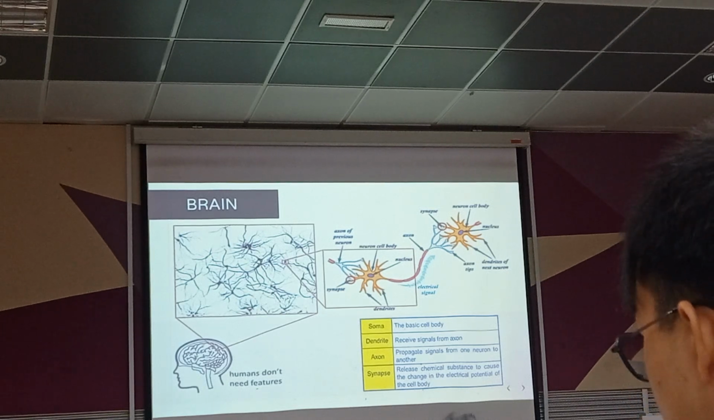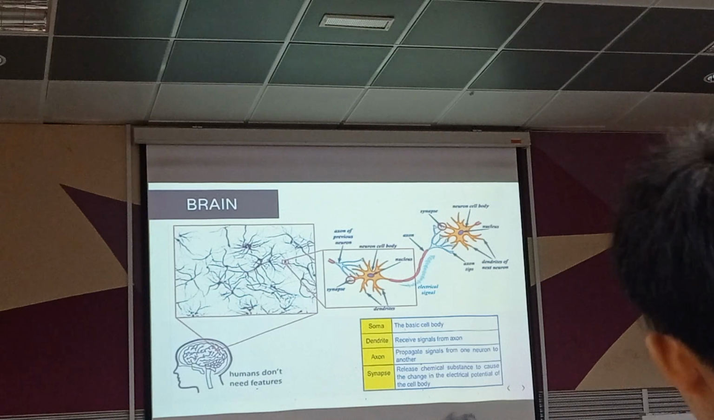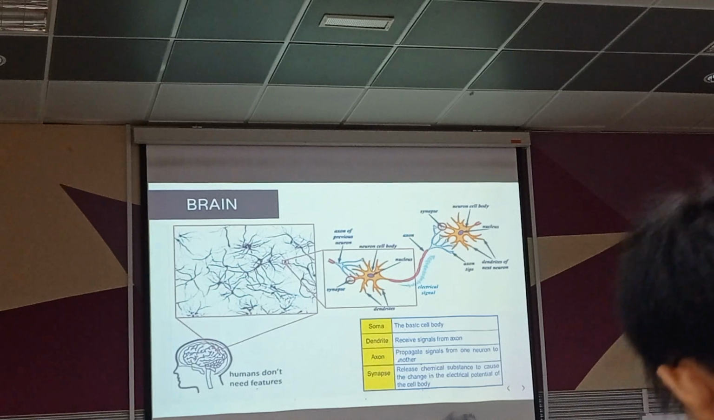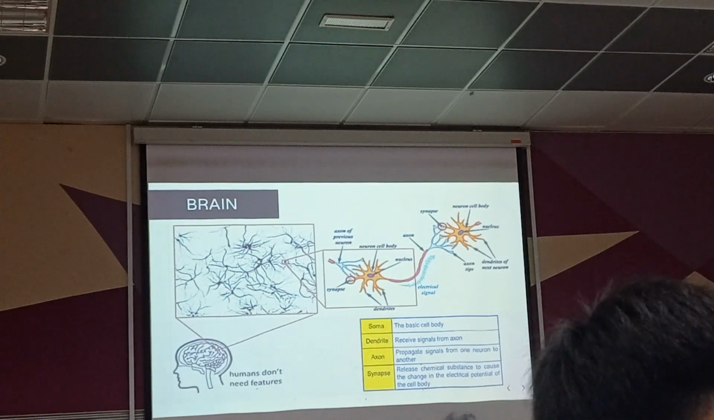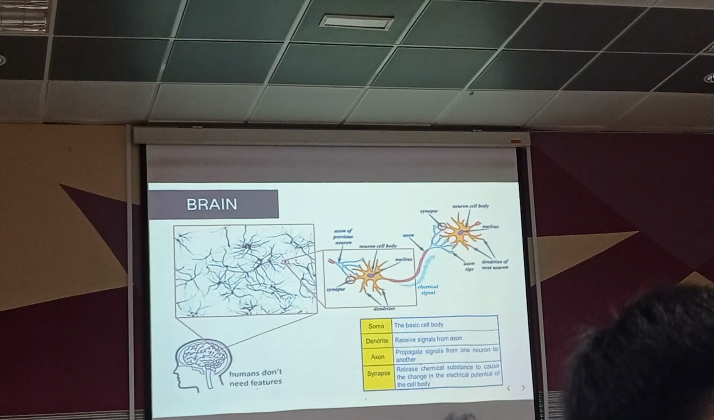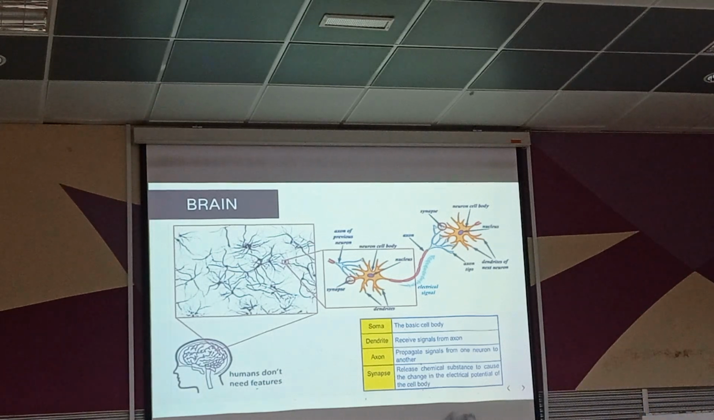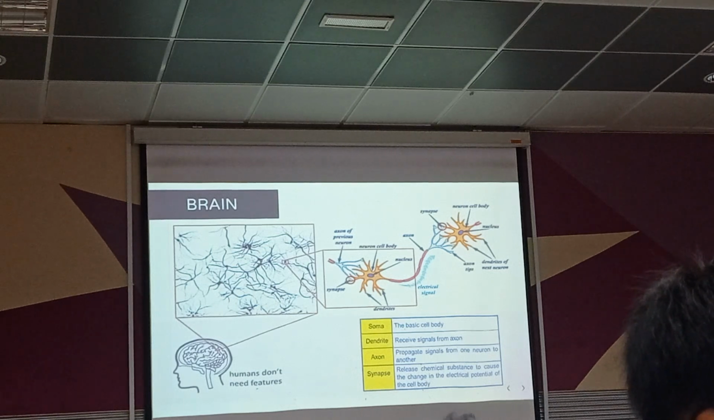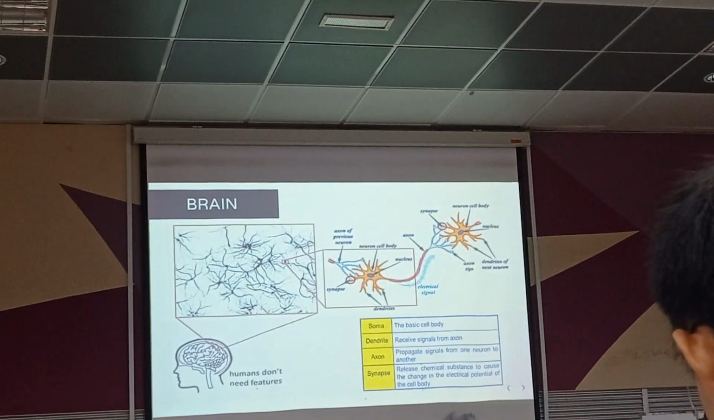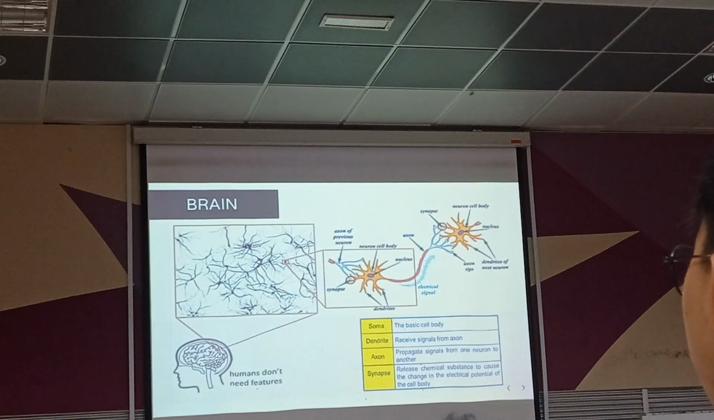Okay, so the four components are known as soma, dendrites, axon, and synapse. Assume that you see something, you touch something. The moment you see or touch something, that's known as the input. In a biological neural network, these inputs are received by the dendrites. The information will start from here.